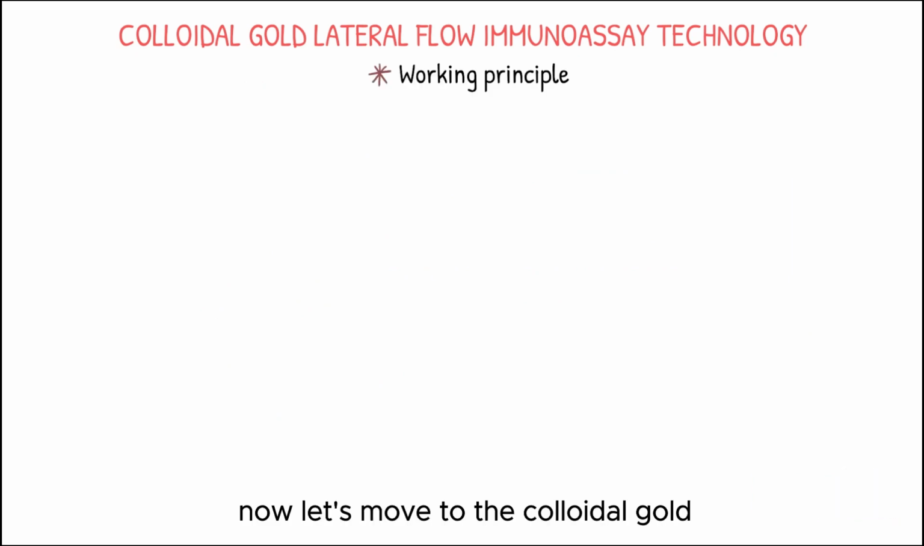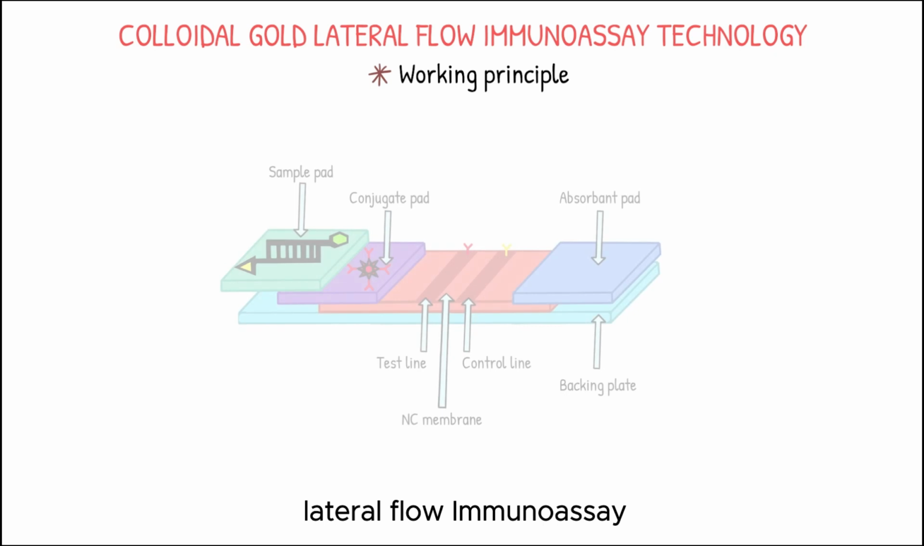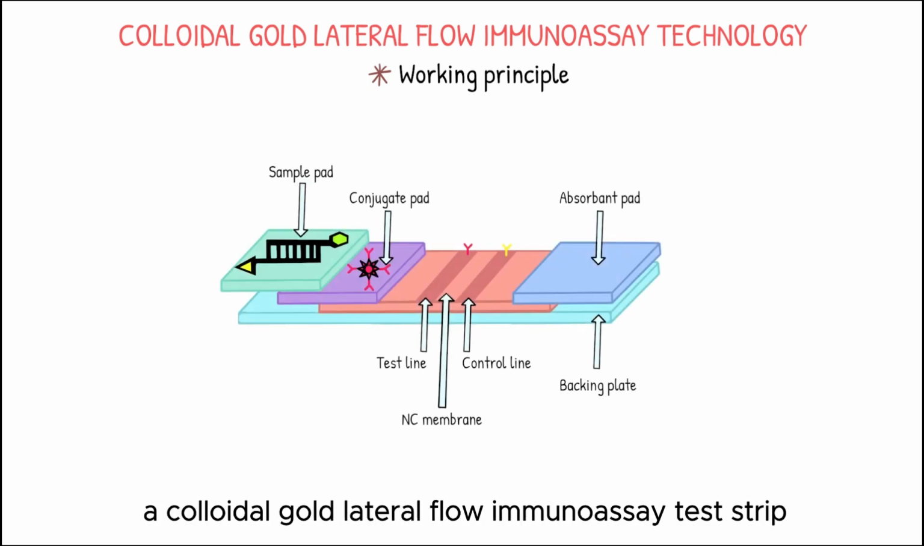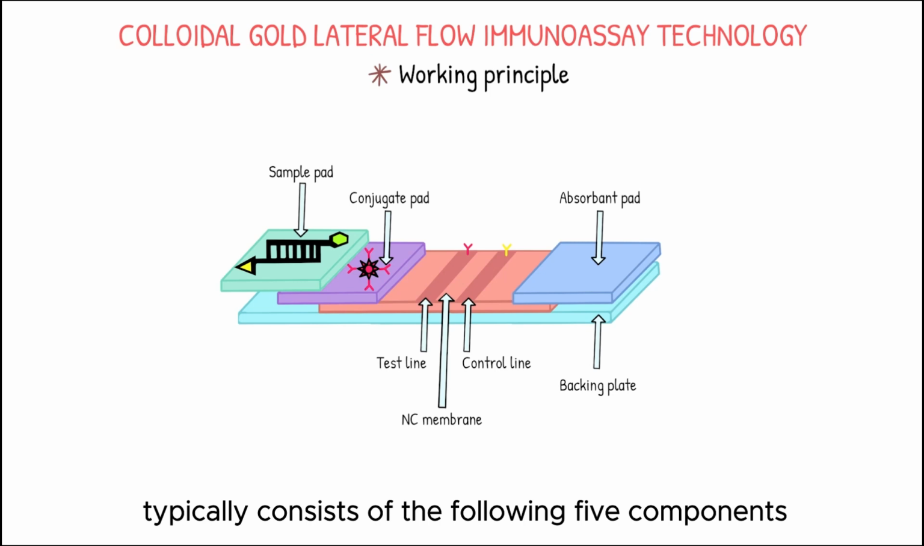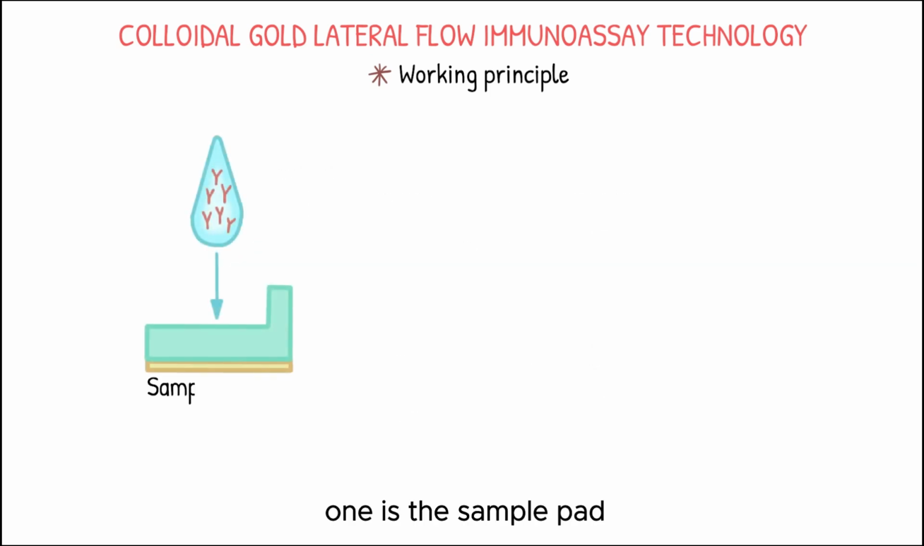Now, let's move to the colloidal gold lateral flow immunoassay. As shown in the diagram below, a colloidal gold lateral flow immunoassay test strip typically consists of the following 5 components. One is the sample pad.